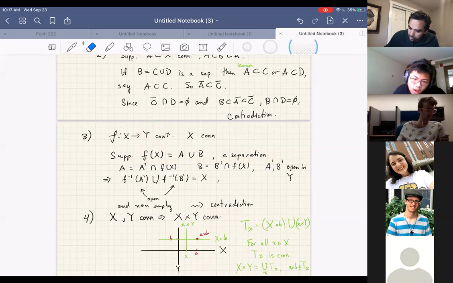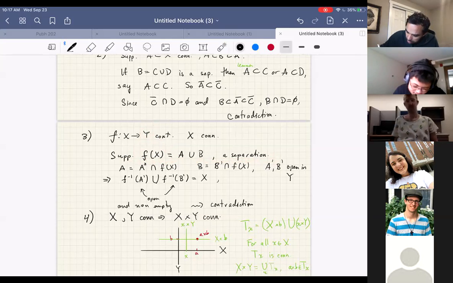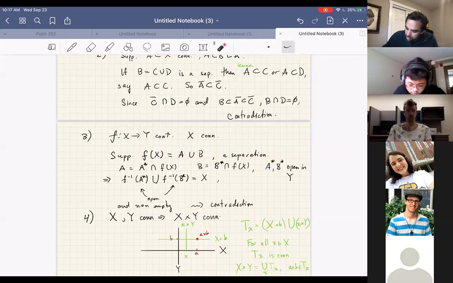A star. Okay, so suppose we have a separation of f of X.